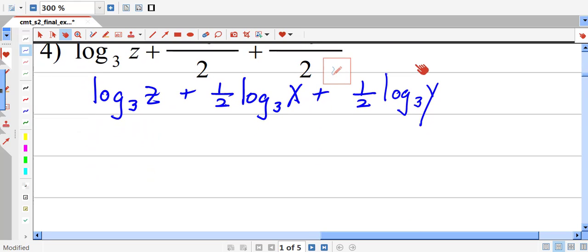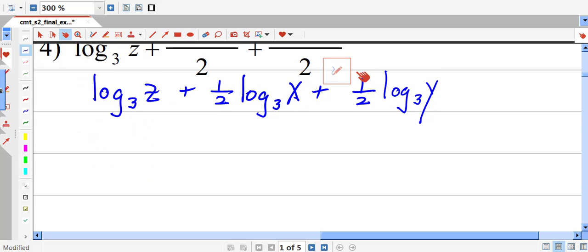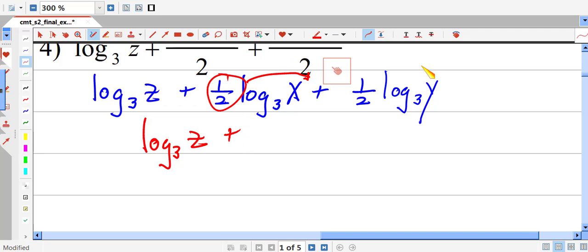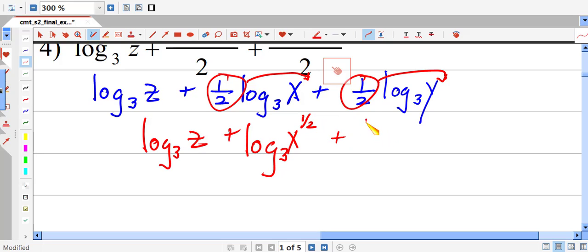And now my coefficients become the exponents in the argument. So I'm going kind of in the reverse order as I was before. So this becomes the exponent. So now I'm up to log base 3 x to the 1/2 plus log base 3 y to the 1/2.